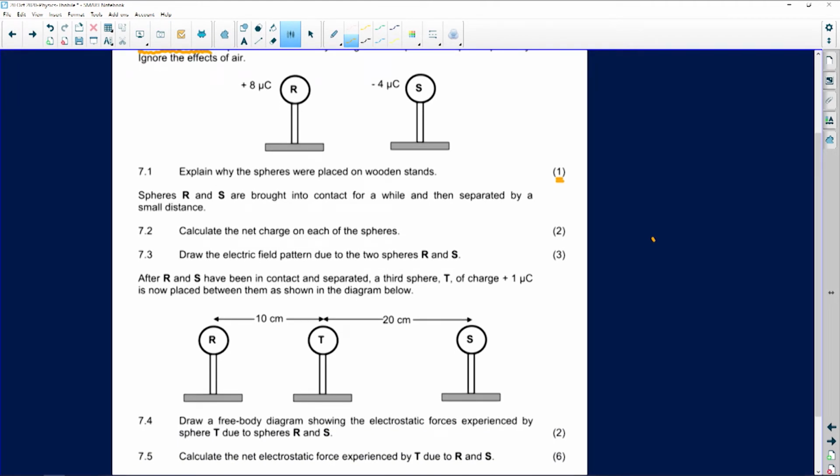Now they are continuing to say that spheres R and S are brought into contact for a while and then separated by a small distance. We need to calculate the net charge on each sphere. Remember, when we have one sphere that is positive and one sphere that is negative, opposite charges are like, oh my word, I'm so attracted to you, and then they attract. As they're attracting, they don't really change the number of electrons, but they will both have a new charge. Most of the time, they will both have the same charge.